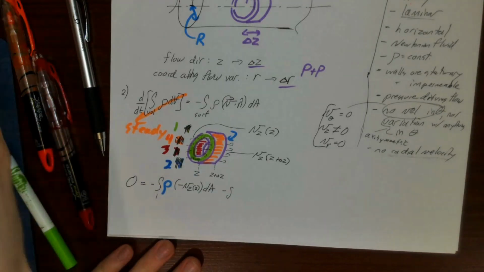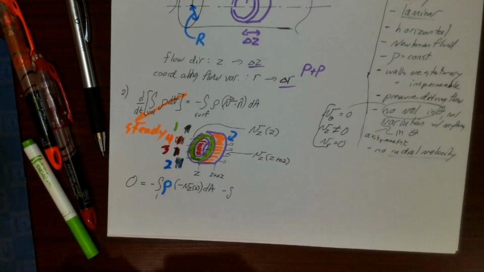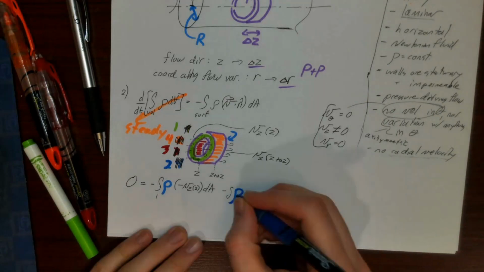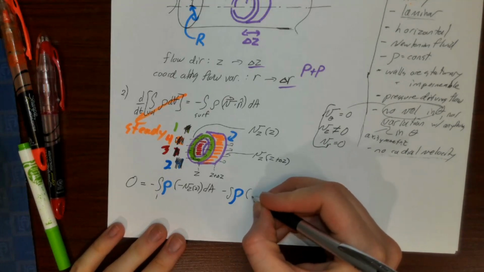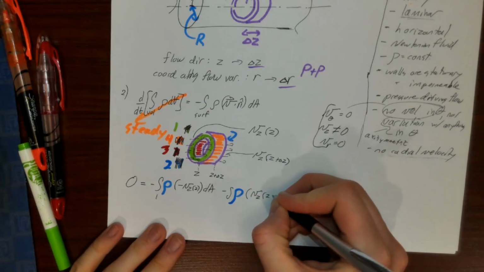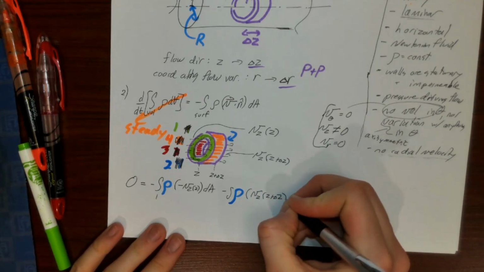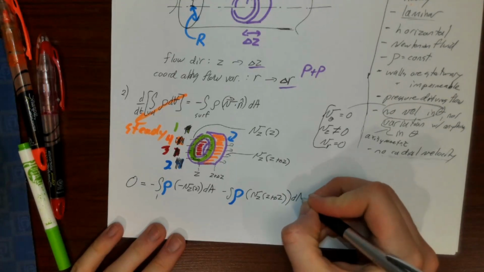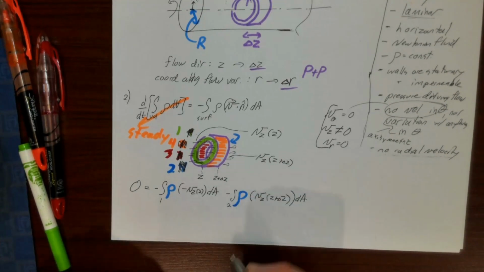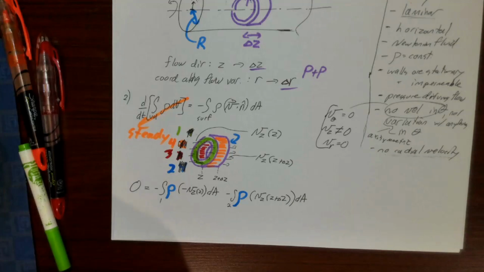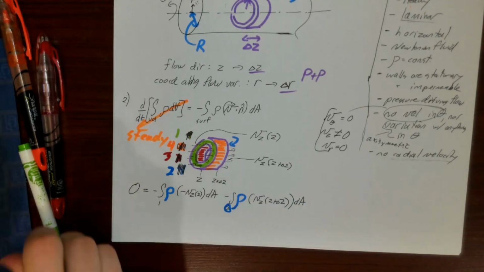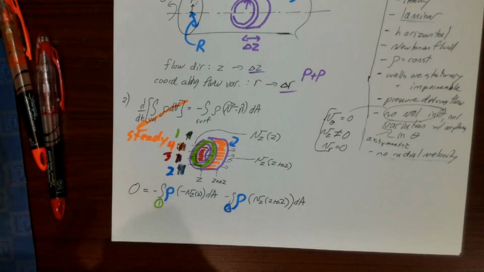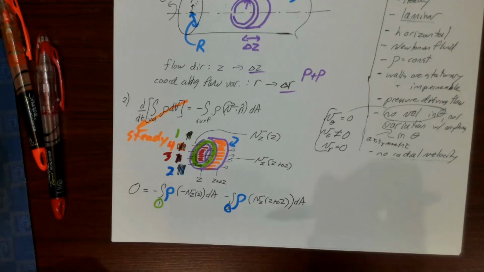Then let's do surface 2. So we're still going to have rho, and V dot n for surface 2 is going to be positive Vz at z plus delta z, dA. So that's surface 2. Then we'll have surface 3.